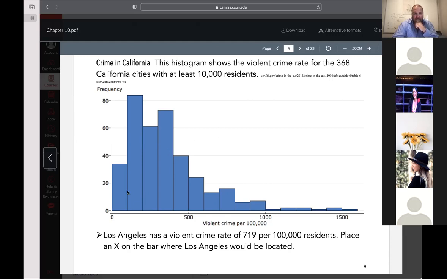So there's 368 data points here, and we're measuring violent crime per 100,000 residents. Los Angeles, for example, has a violent crime rate of 719 per 100,000 residents. Out of the 16 bars, which one is Los Angeles in based upon the data provided?